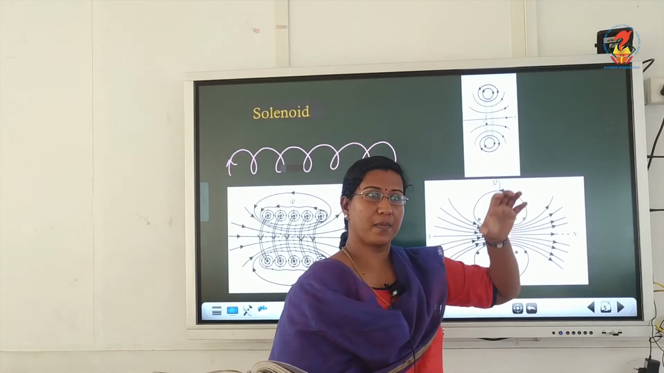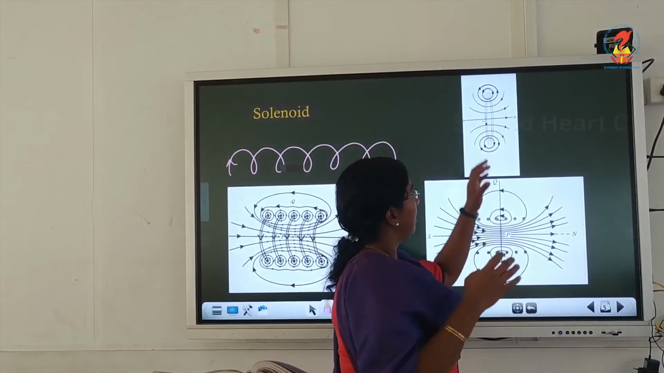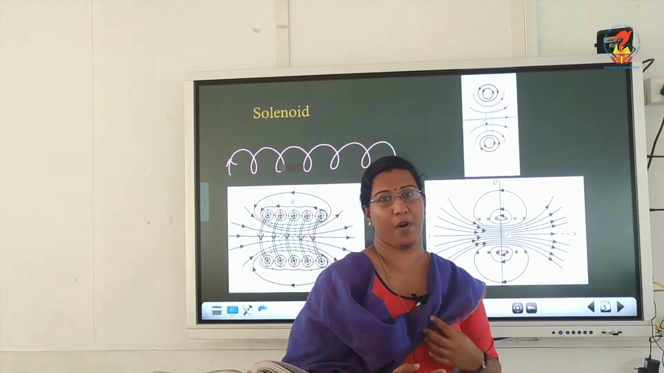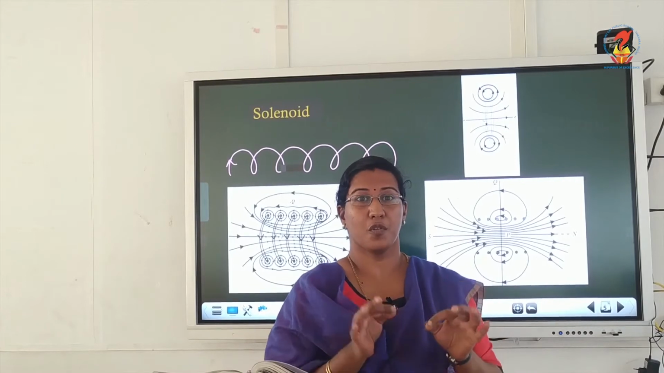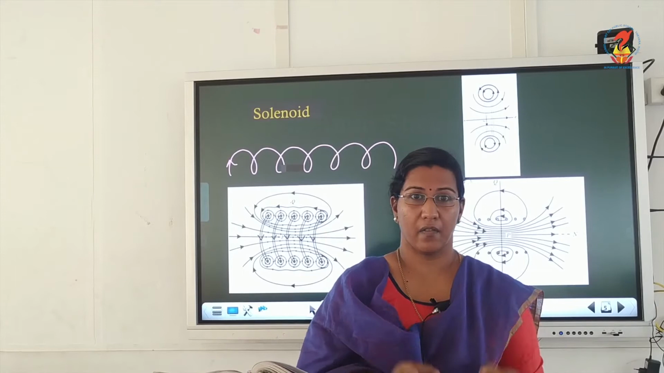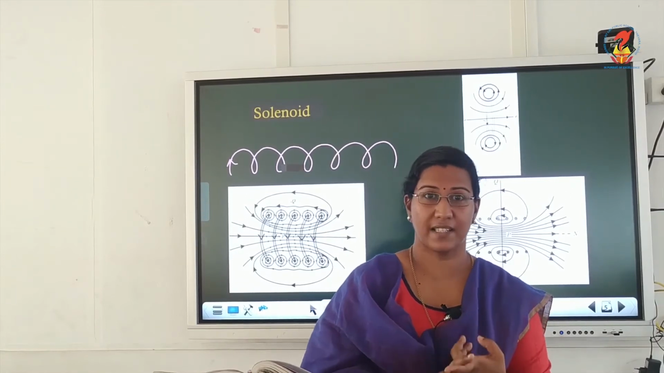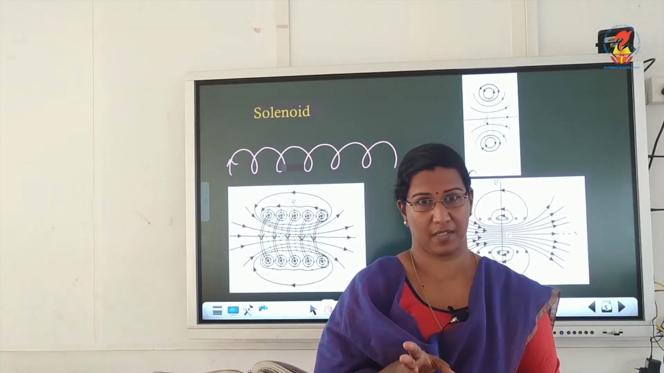Now imagine I am bringing a second coil and placing it near the first one. What will happen? It will also produce a similar type of magnetic field. But no two field lines cross each other. We have studied this in 10th standard. Two field lines never cross each other. Why? If they cross at that particular point, the field would show two directions.